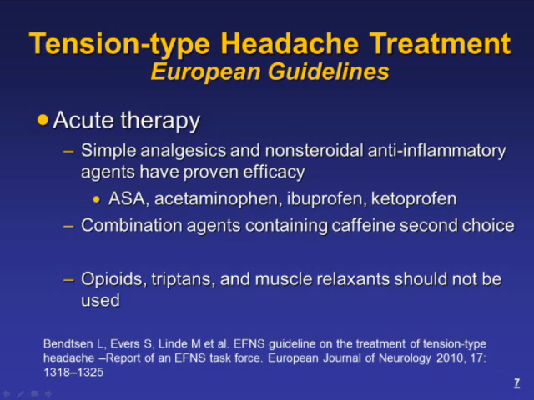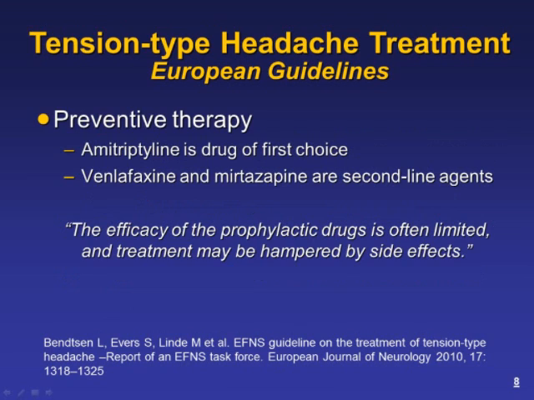It's only about 3%. And one of the reasons is these over-the-counter remedies often work. Ones that contain caffeine seem a little stronger than the ones that don't. And then there are other agents such as narcotics or opioids, triptans, which are a number of migraine drugs, and muscle relaxants. It turns out that they probably shouldn't be used in this condition.